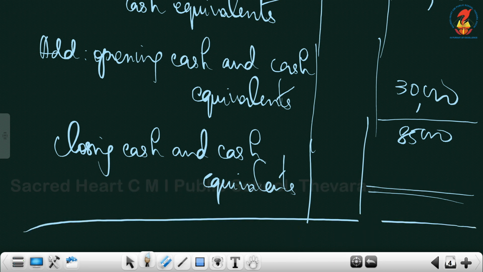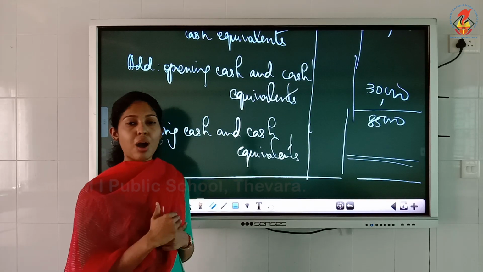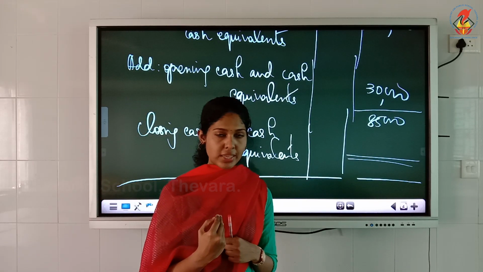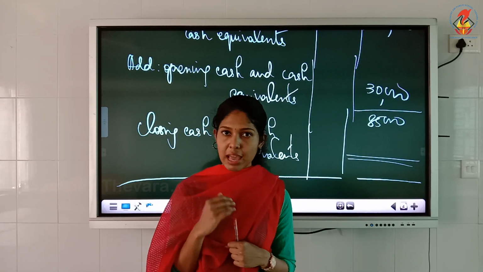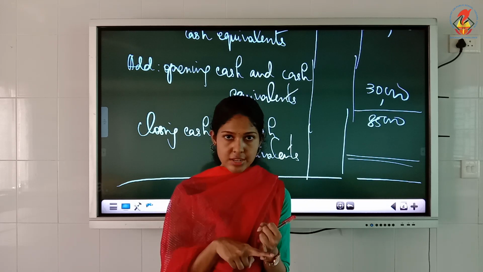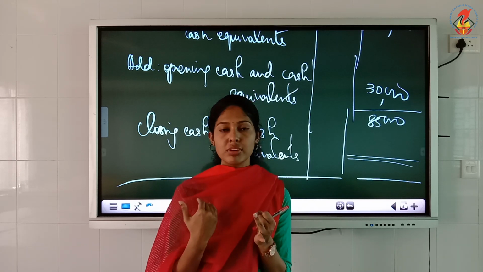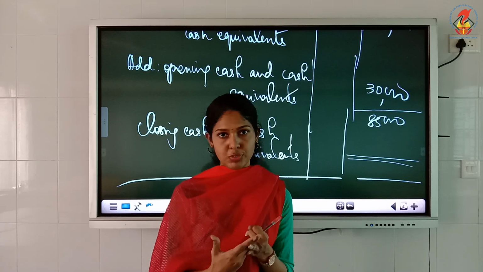That's the order. Okay. So this is how you have to do a comprehensive question. Most probably you will have to do ledger accounts. So start with ledger accounts, then continue with the cash flow statement. Okay.